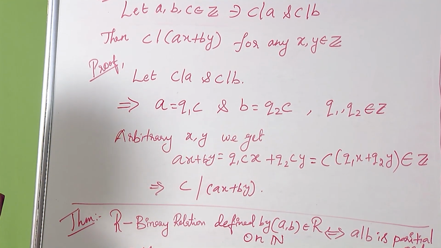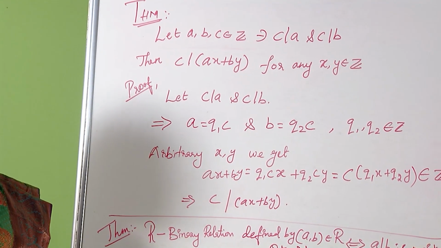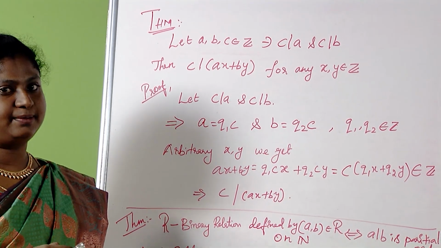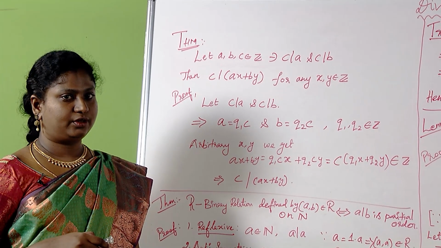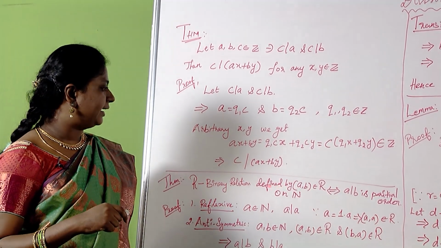So, whenever c divides a and c divides b, then c also divides ax plus by for any two integers x and y. Now we shall prove the next theorem.